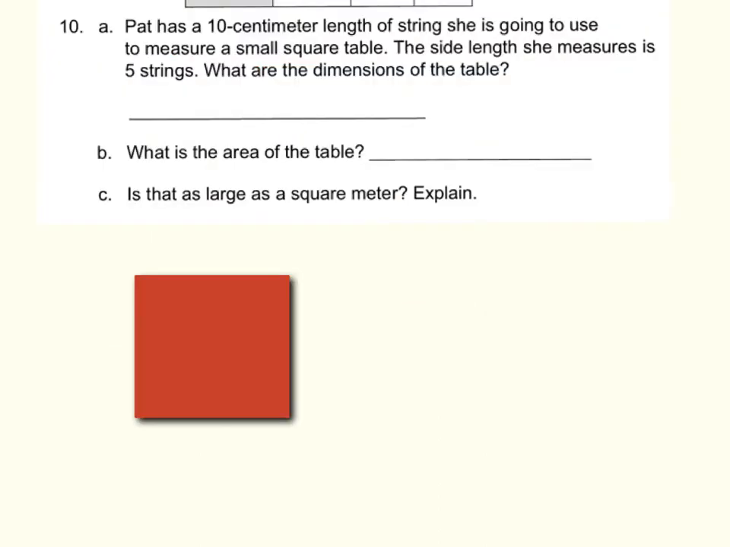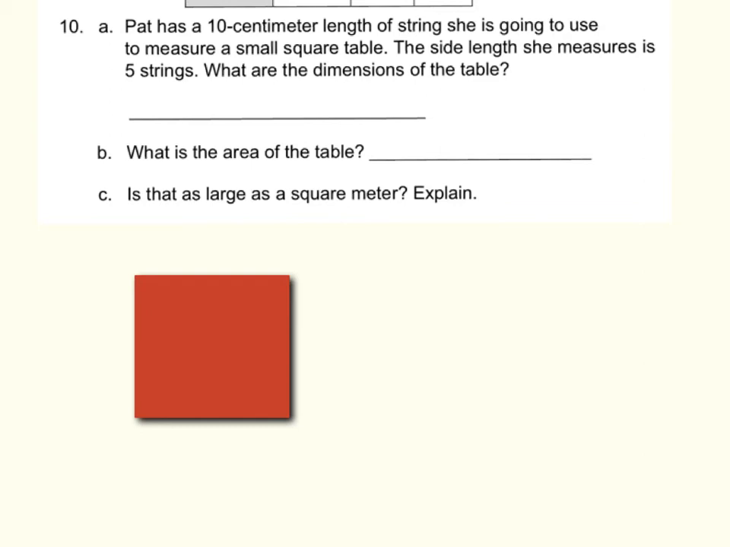Okay, so this is the last problem that I'm talking about. Actually, we're on page 11, but I made a mistake and thought it was page 10. Anyway, this is number 10. Part A. Pat has a 10 centimeter length of string that she's going to use to measure a small square table. The side length she measures is 5 strings. What are the dimensions of the table? I drew a square here to put the words into the picture.